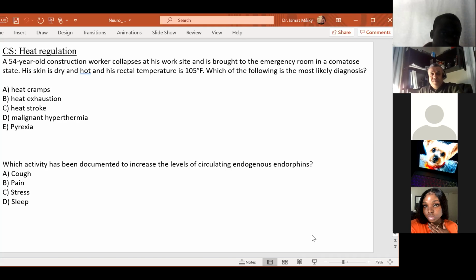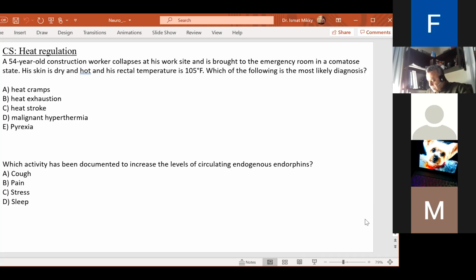Next, volunteers. Which activity has been documented to increase the levels of circulating endogenous endorphins? Stress. Second, pain. Pain. All right. Let's take a look at the question.